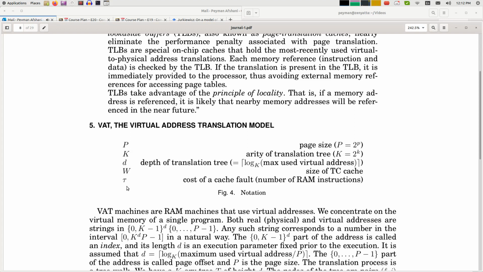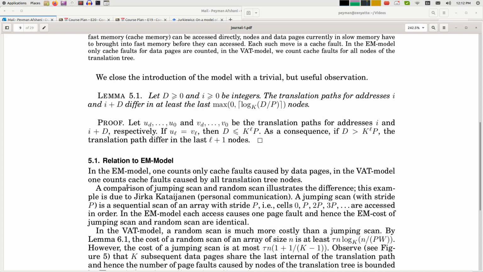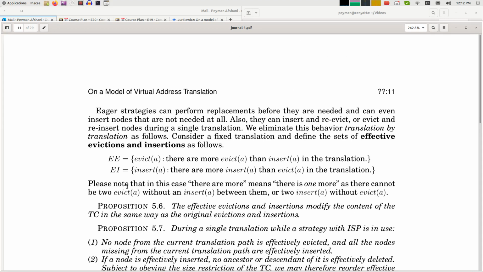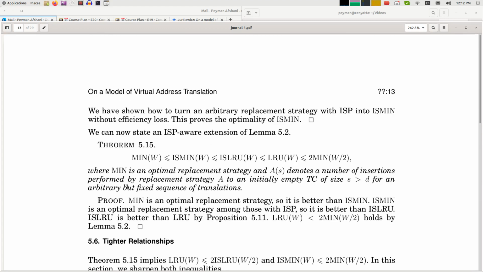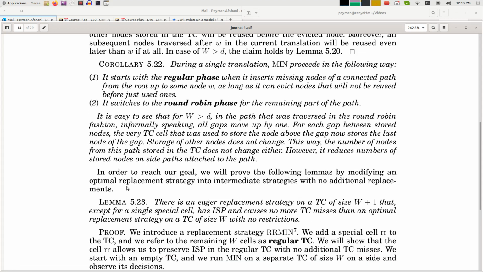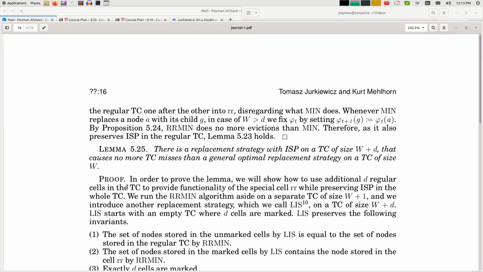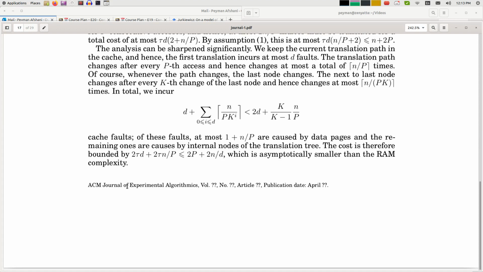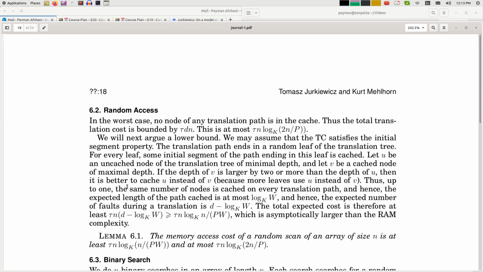I'm going to skip to the analysis because it takes quite a bit of time for them to get started. I'm going to skip a whole bunch of analysis here. Let me just get to the actual result if I can find it. Okay, analysis of the algorithms, sequential access. So sequential access is very simple, but I'm going to skip this. I'm going to go to random access.